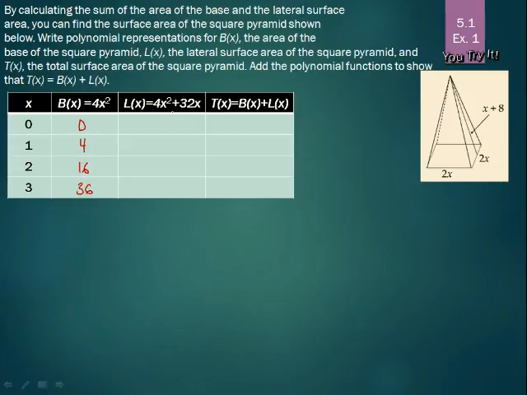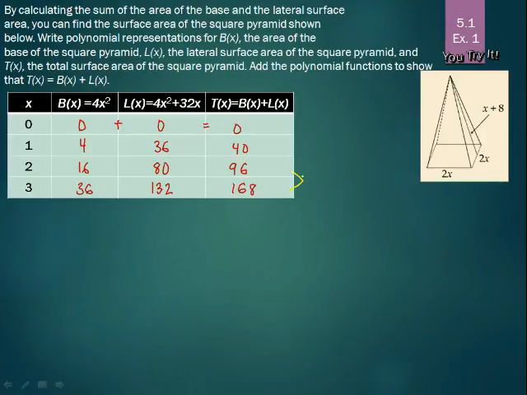And then same scenario for L of x. 4 times 0 squared plus 32 times 0 will just give us 0. 4 times 1 squared is 4 plus 32 times 1, that's 4 plus 32, which is 36, and so on. Now for T of x, we can just add together the B of x and L of x values. So we get 0, 40, 96, and 168.